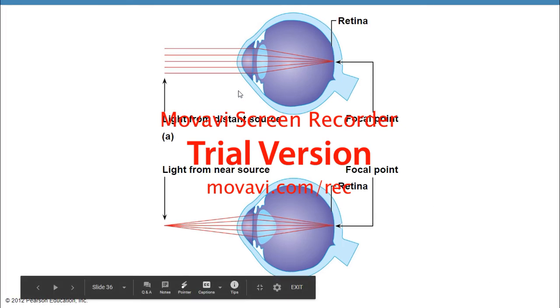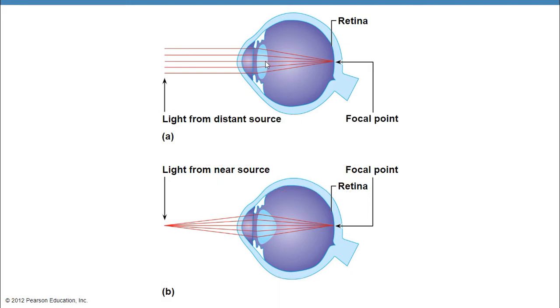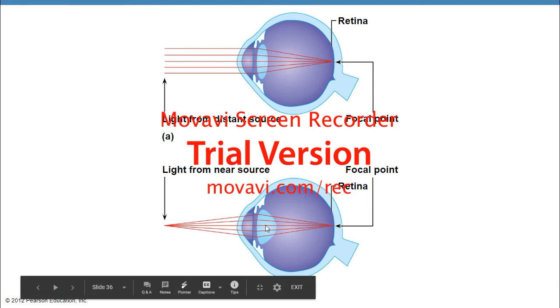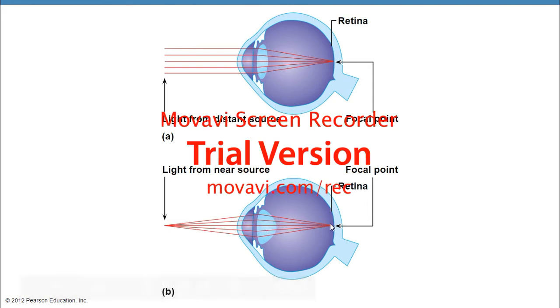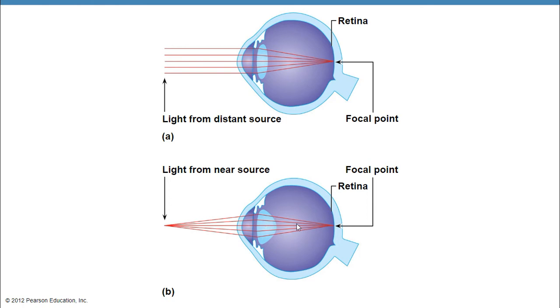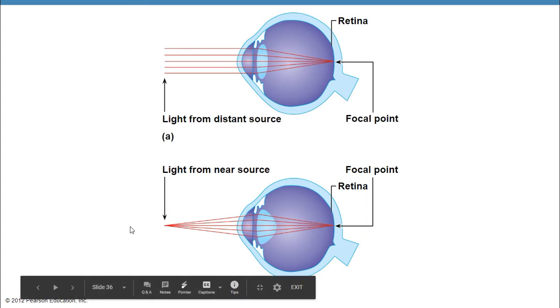And you can also see how the lens is accommodating depending on the source. You see light from a distance source, you see the shape of it. But then you see how when you get light from a near source, see how the lens is accommodating so that you still get that focal point on the retina. So again, you see that light from the near source, you see the lens is accommodating, so you still get that focal point. Okay.